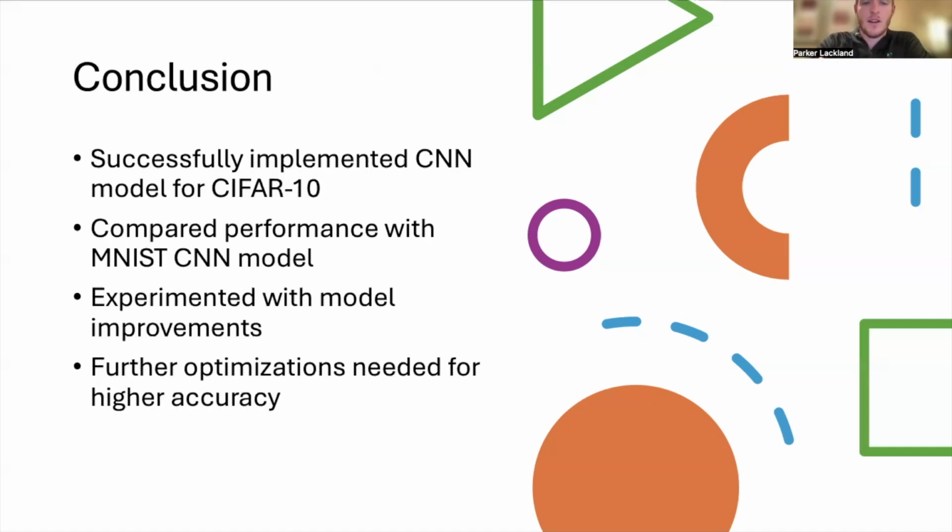So, in conclusion, I successfully implemented a convolutional neural network model for the CIFAR-10 dataset. The model was then compared to that initial MNIST CNN model from Homework 4. I experimented with some of the model design, whether it was architecture, hyperparameter tuning, and tried to improve upon that model. It was eventually decided that further optimizations and further research would be necessary to find higher accuracy rates for that model. So that's all I've got for this presentation.